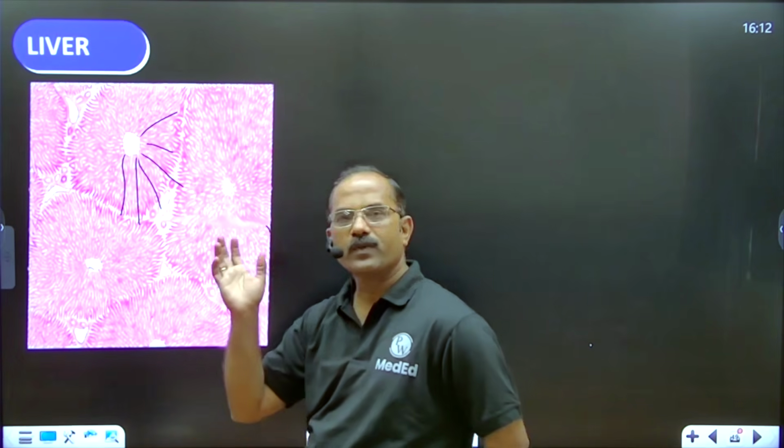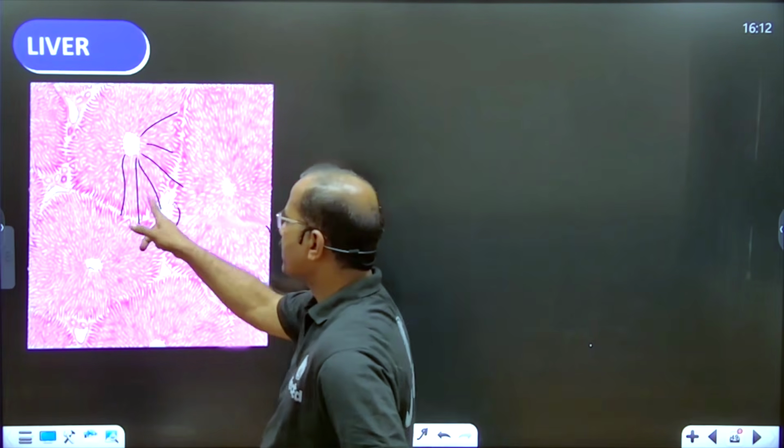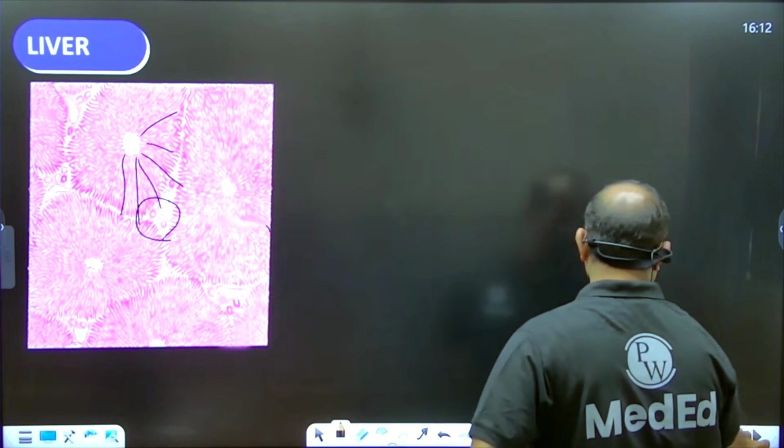What is the capsule of the liver known as? Glisson's capsule. Clear? This is the portal triad, which contains the hepatic artery, portal vein, and the bile duct.